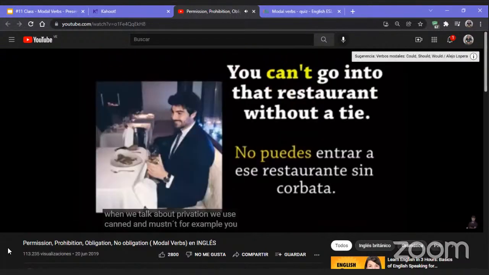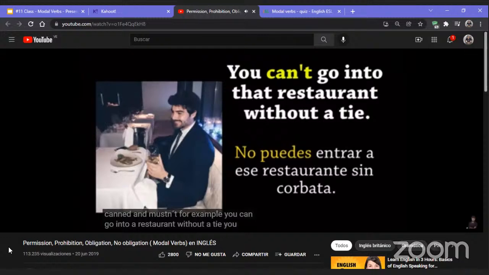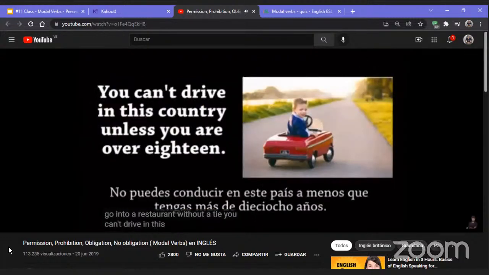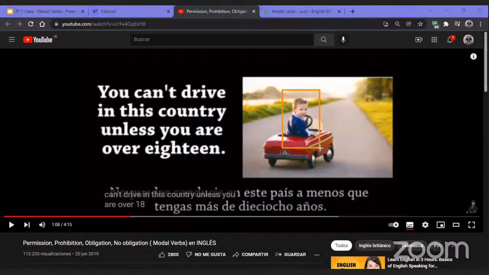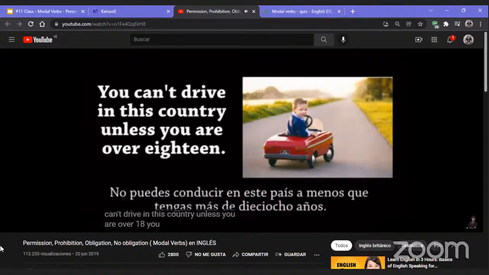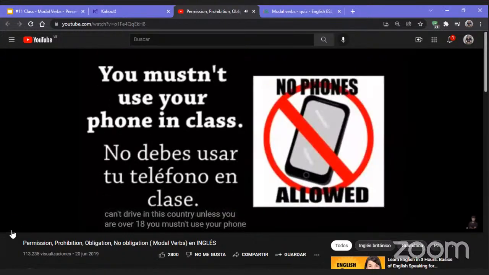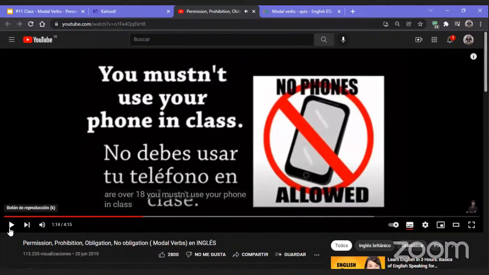For example, you can't go into a restaurant without a tie. You can't drive in this country unless you are over 18. She is clearly not over 18, but we will erase that. You mustn't use your phone in class. Not in this class, actually.